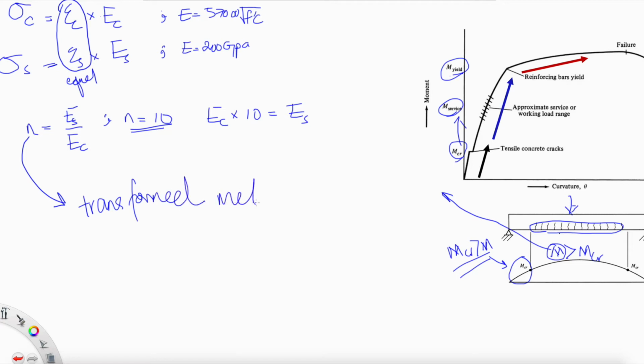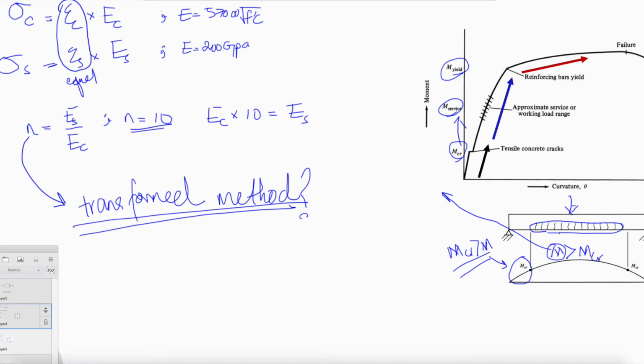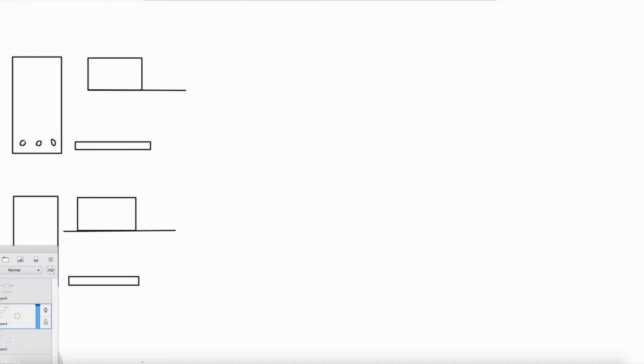Transformed method. What's the transformed method? Okay, so it's simply when we have a beam, we are transforming the steel to a beam. We're transforming the steel to concrete in order to compute the stresses. Let's look at the next slide.